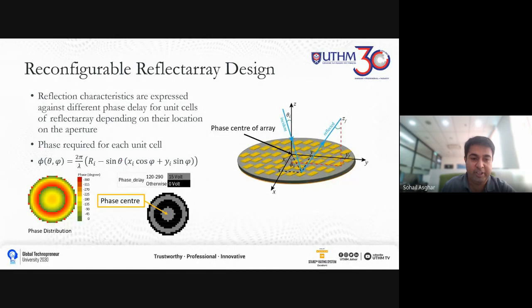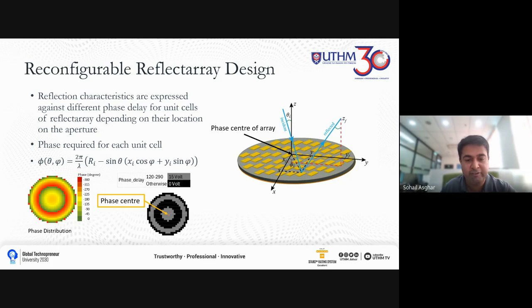But here theta and phi represent the angle of reflection, which we show here. So in this way, for example, we are working at 115 gigahertz. Our array consists of 799 elements on a 30 millimeter array, which consists of many unit cells. The phase delay for each of the unit cells is represented by these code blocks. So in this way, we can say that initially we have designed the array to be reflected at 0 degree. If the horn antenna is here, the reflection will be exactly at the opposite angle, normal to the surface of the antenna. So we call this center the phase center of the array.